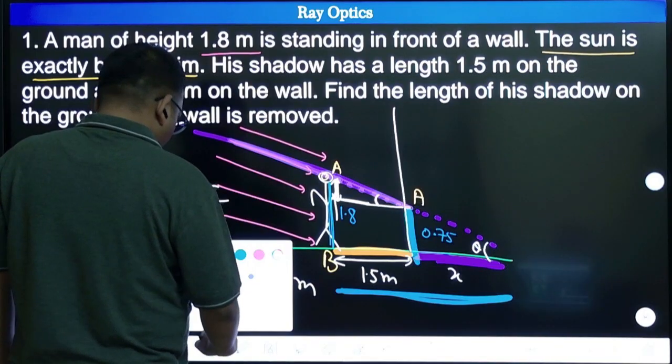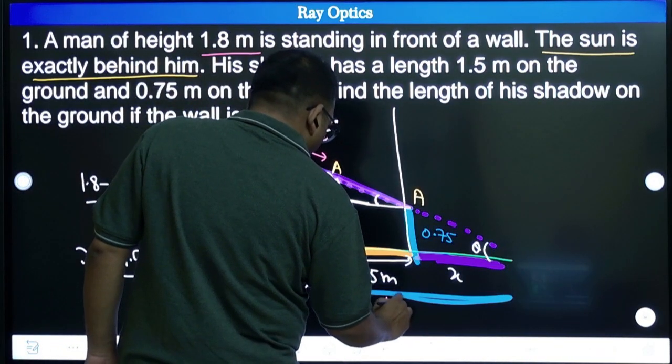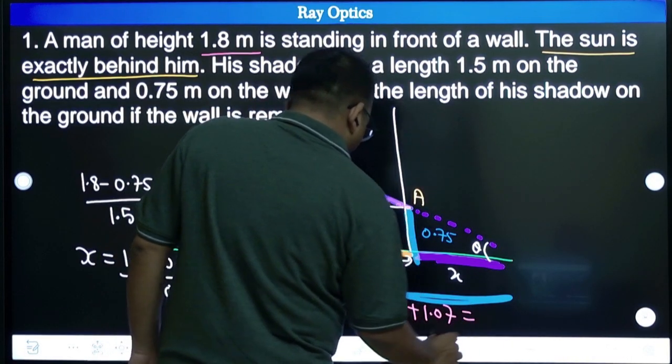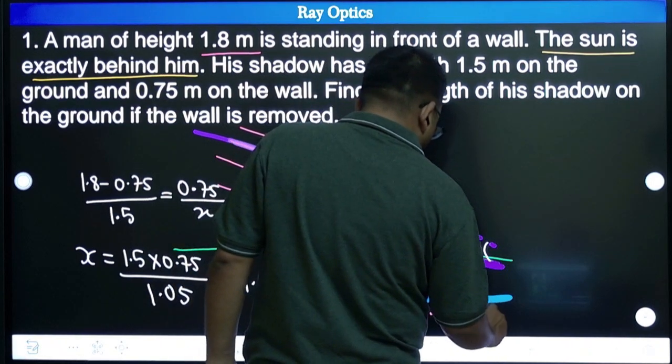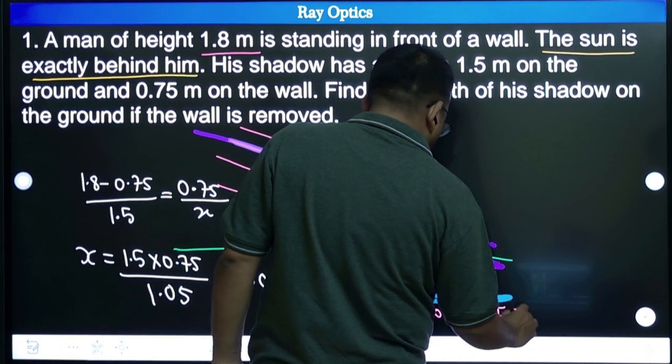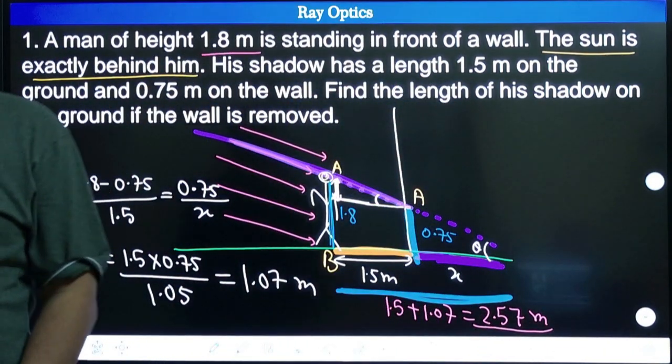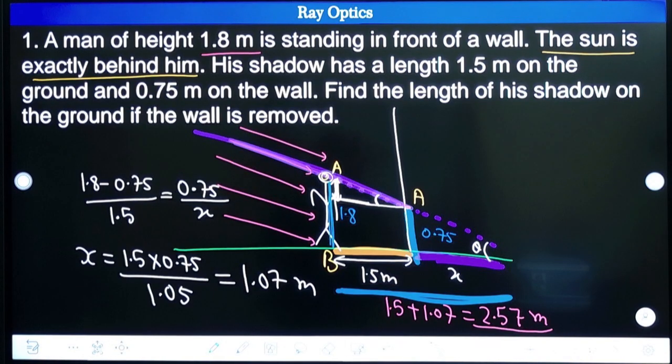Okay, so 1.5 plus 1.07, this will come as 2.57. Yes, this is the right answer. This is the answer of this question. Clear? So the question is not difficult, but interpretation is the only problem. How do we take that? Because the diagram is not given, right?